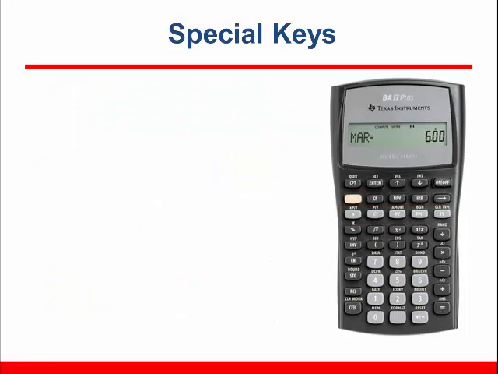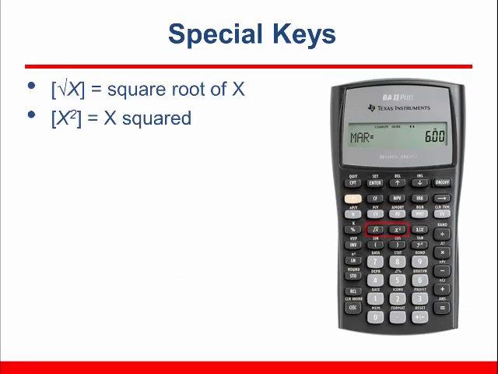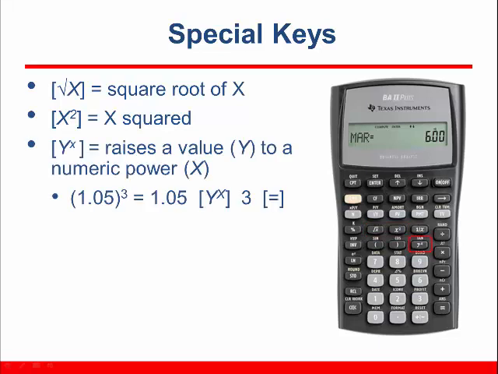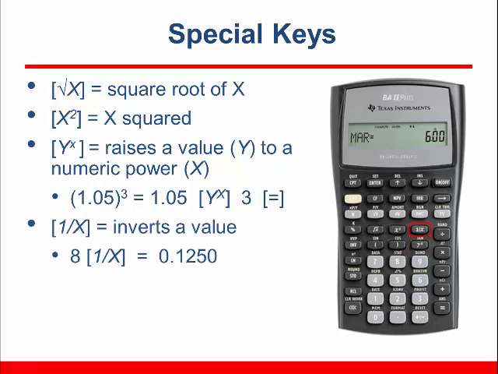The TI has several special keys that will be very useful in finance calculations. The square root key, 2 rows above the 7, returns the square root of a value. The x squared key returns the value of a number squared. The y to the x key allows you to raise a value to a power. For example, to raise 1.05 to the third power, you would enter 1.05, hit y to the x, 3, and equals. The 1 over x key inverts a value, so 8 becomes 1 over 8.